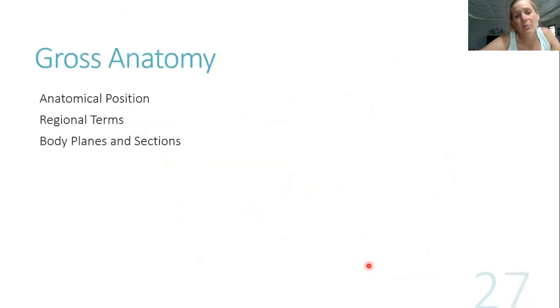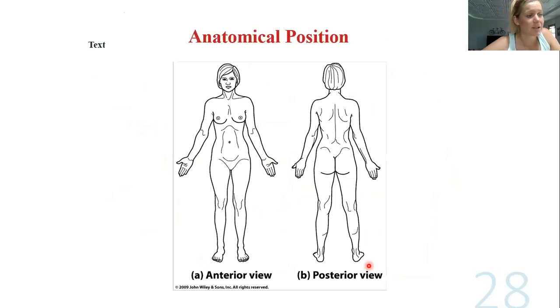Okay. So again, when we think about gross anatomy, a couple things that we want to cover, and again, this will become super important when we go to our lab tomorrow. Gross anatomy will include anatomical position, regions of the body, body planes, and body sections. Okay. So anatomical position involves erect posture with our face forward, arms at our side.